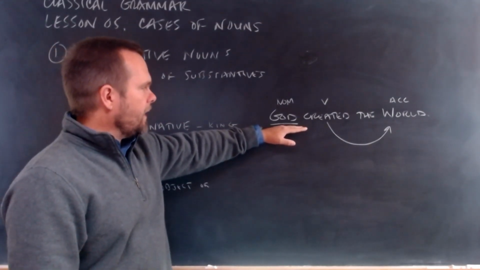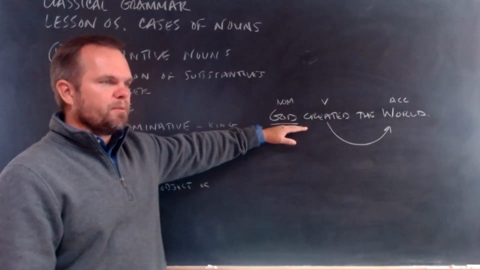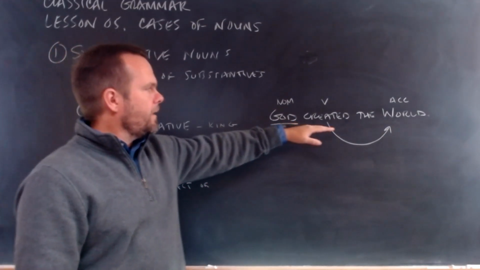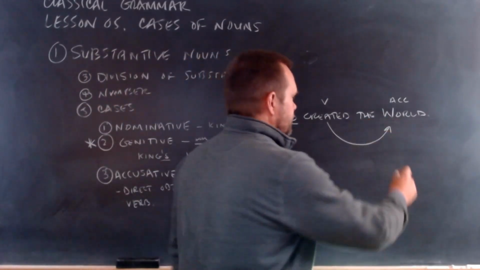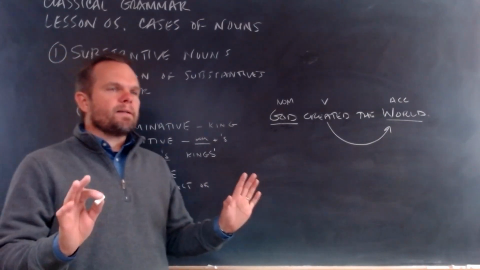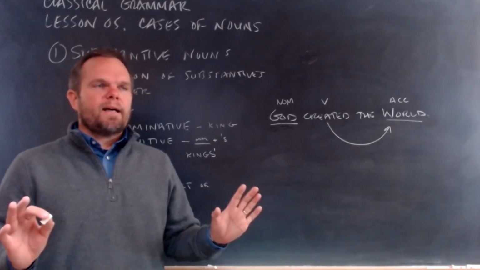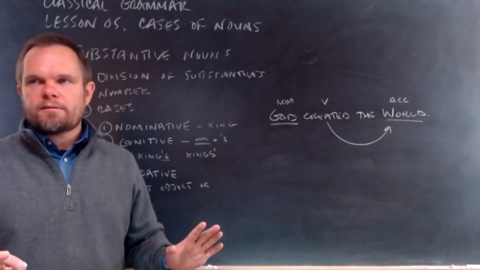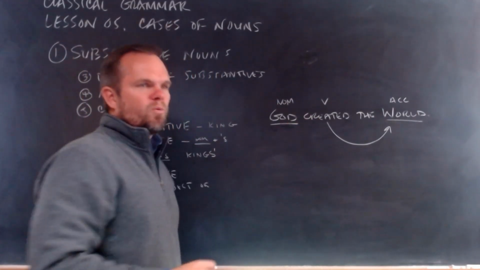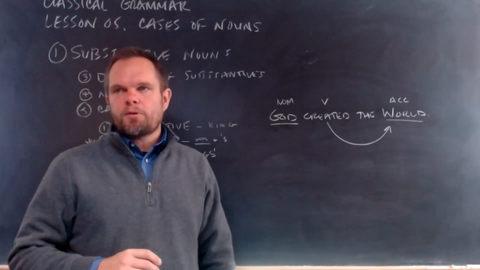So we see our nominative, which is the simple noun, the simple name. We're just naming the subject we're talking about. But we then have another noun, and we have to make it clear that this is not the subject. Because I could write something like this. I could change the word order, and it still communicates the same idea.